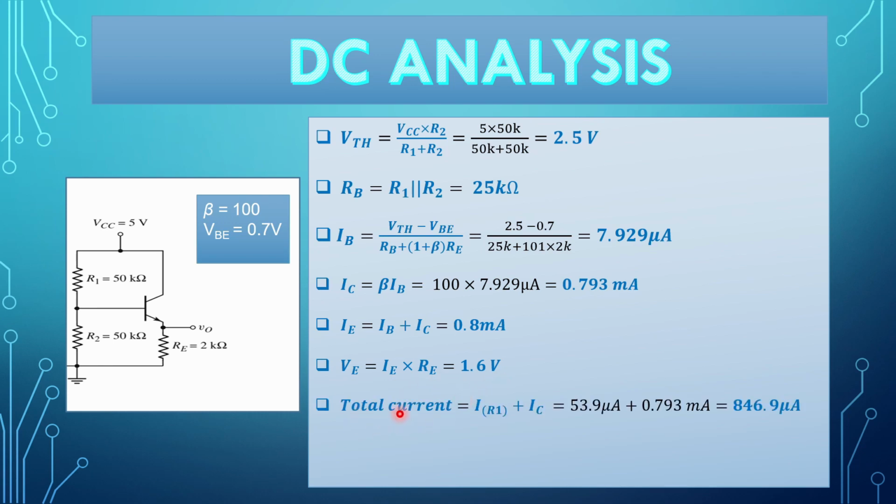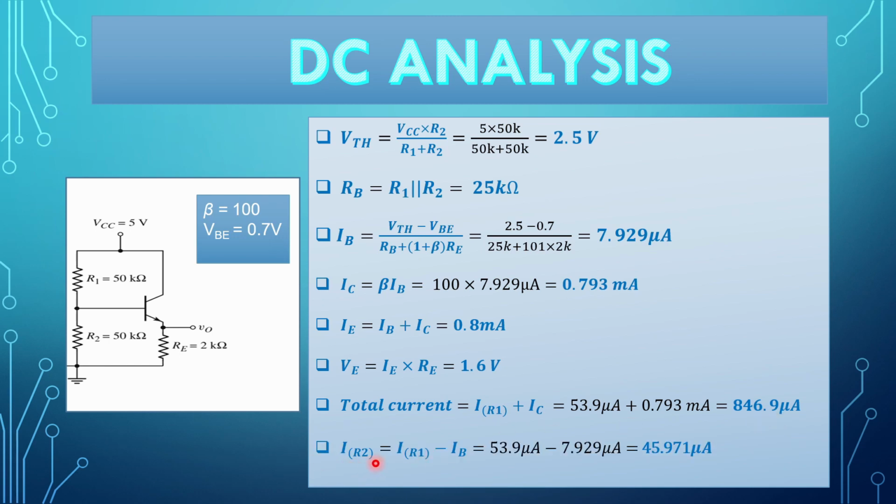And the total current across this circuit is given as I of R1 plus IC. So I of R1 value is 53.9 microampere. This IC value is given as 0.793 milliampere. So hence if we add both, we will get the total current as 846.9 microampere.